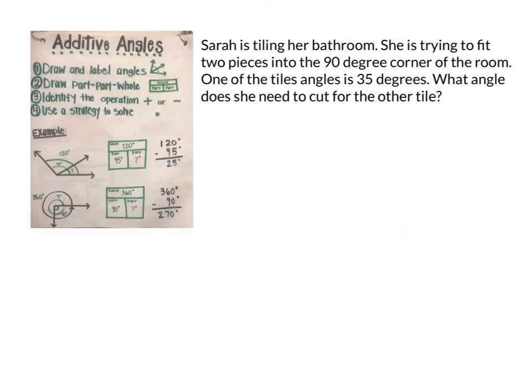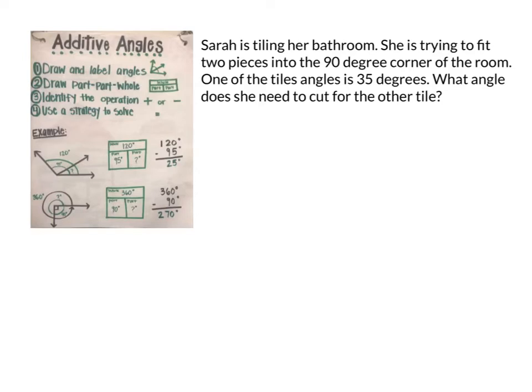Sarah is tiling her bathroom. She's trying to fit two pieces into the 90-degree corner of the room. One of the tiles is 35 degrees. What angle does she need to cut for the other tile?